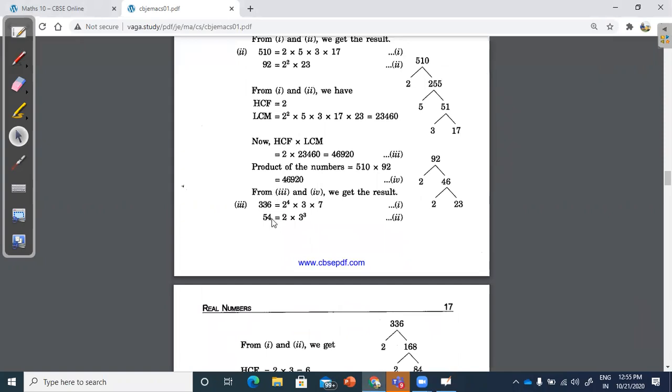Okay, the third one, 336 and 54, we can repeat. 336 is 2 to the power 4 into 3 into 7, and 54 is 2 into 3 cube. Okay, by prime factorization, what is common here? We have 2 and 3 common. So as I told you, there can be more than one number which is common. So 2 is common, 3 is common, right?